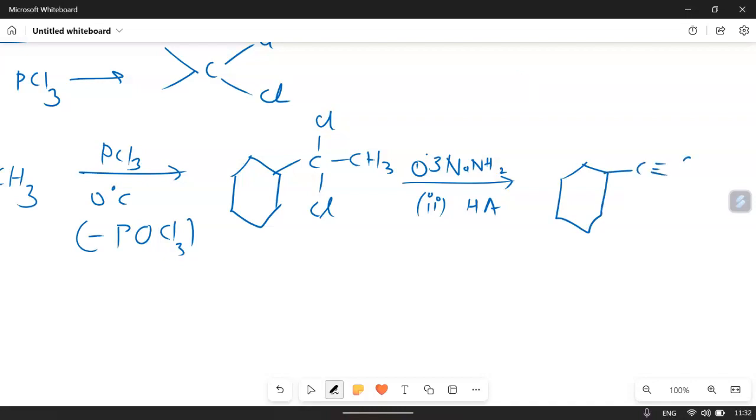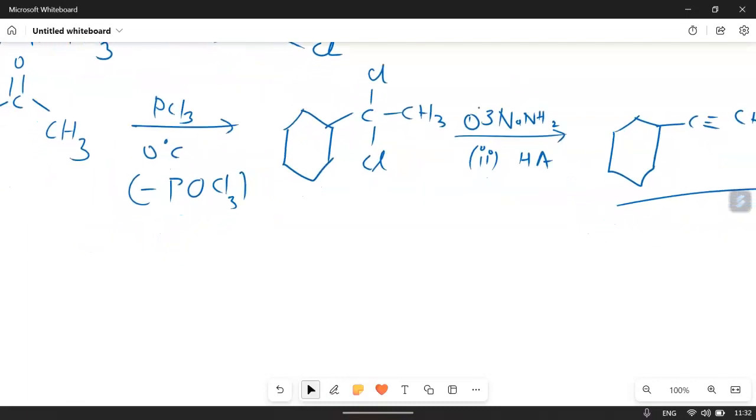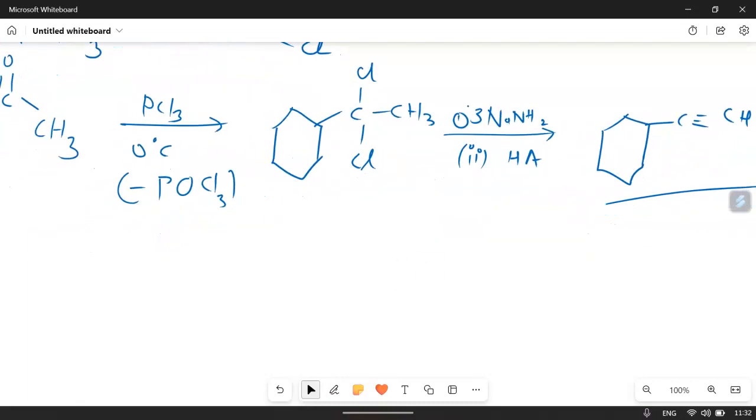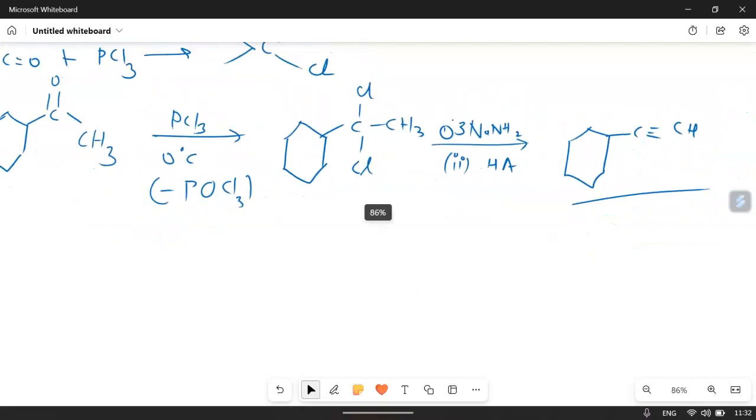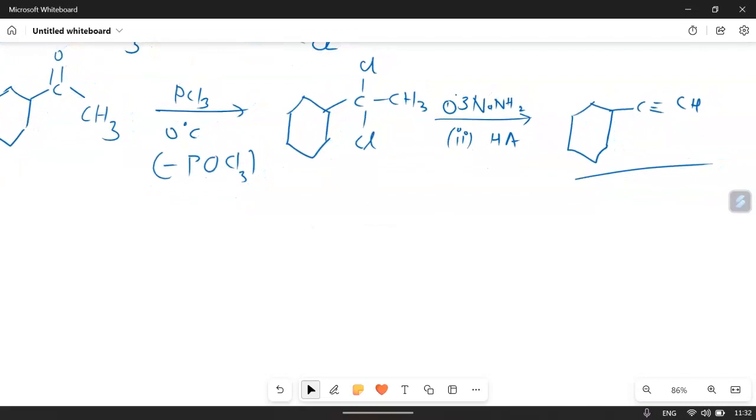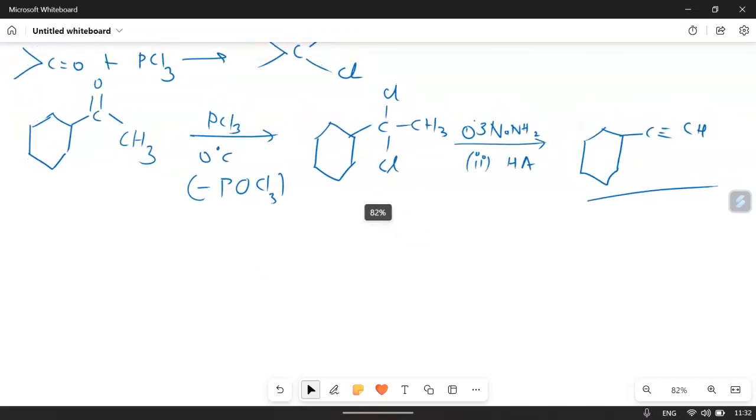C triple bond CH. Okay, so this Cl goes and there will be a triple bond in this reaction, NaNH2. Okay, so let me name it for you. We call it cyclohexyl methyl ketone.